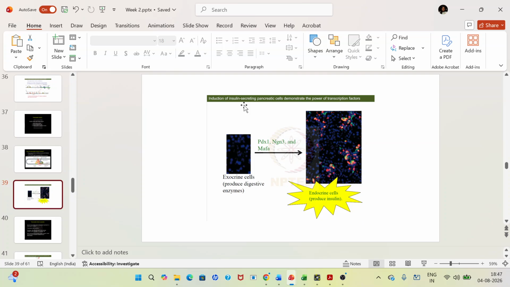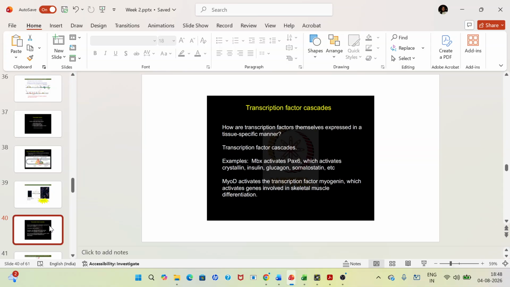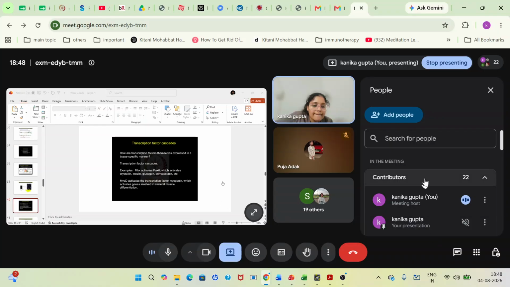Sorry, to secrete these hormones, insulin or glucagon. So these are the transcription factors which work in combination in activating those particular cells, and then allowing them to release their product. Okay, so this is because of these transcription factors. Otherwise, the intestinal cells won't be able to differentiate into pancreatic cells, and they won't be able to produce these hormones. Okay?